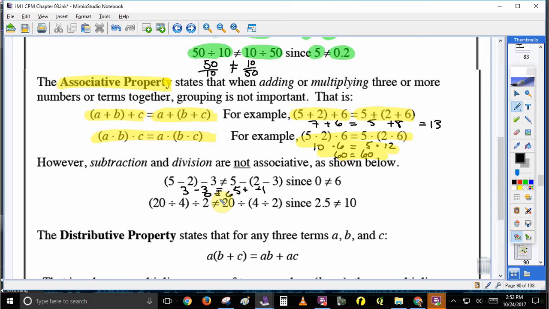Likewise, for division, it doesn't work. If we did 20 divided by 4, that gives us 5. 5 divided by 2, again with the division written like this, is 5 over 2, 2.5. And if we did this, we would have 20 divided by 2, which would be 10. And 2.5 does not equal 10. So it does not work with subtraction and division.